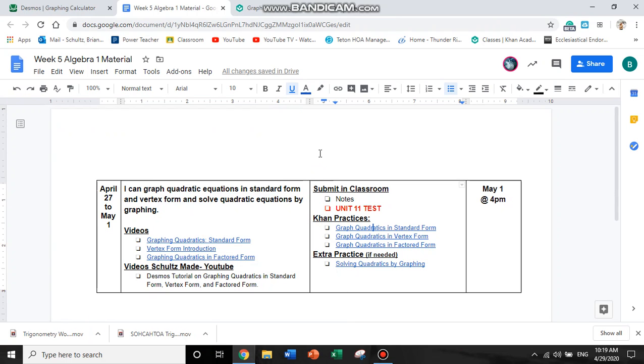All right, some students have asked me to do a quick tutorial on how to work Desmos. So I'm just going to run through what needs to be done. This is week 5. I'm actually going to put that here.